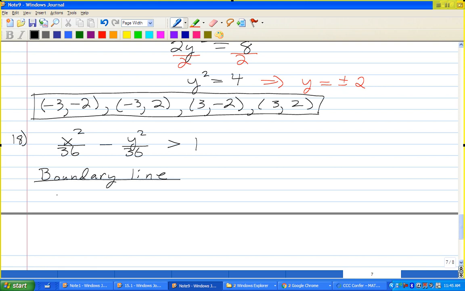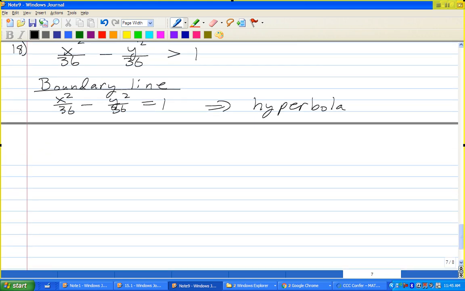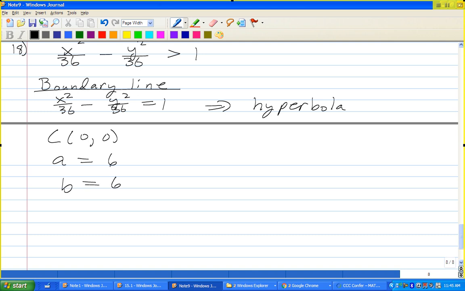The boundary line is just x squared over 36 minus y squared over 36 is equal to 1. And so that's a hyperbola. This hyperbola is centered at the origin. A is 6. B is 6.